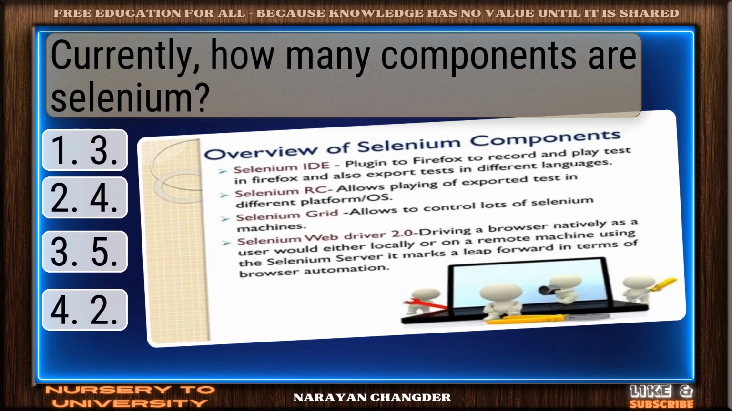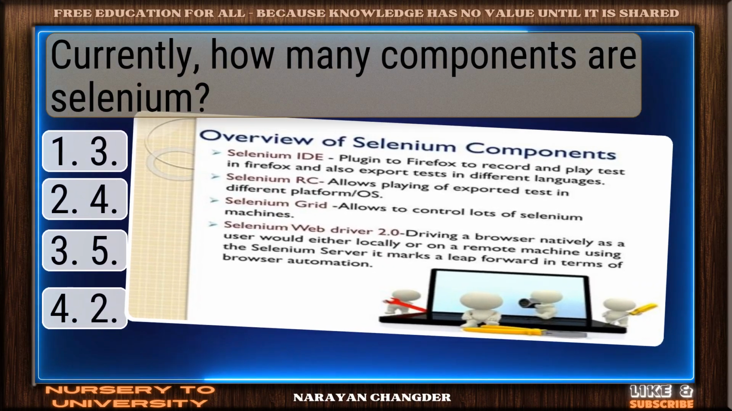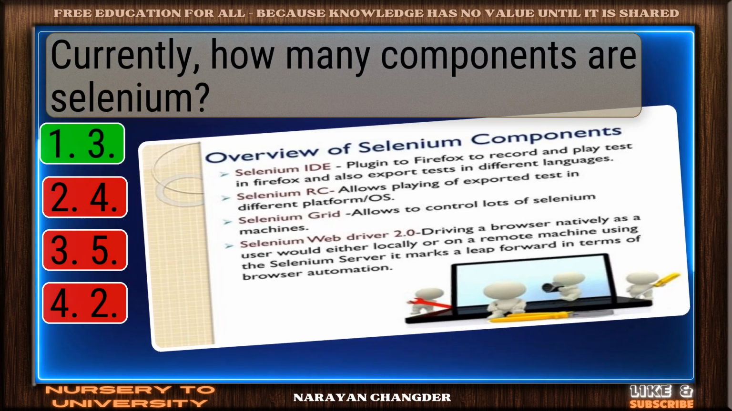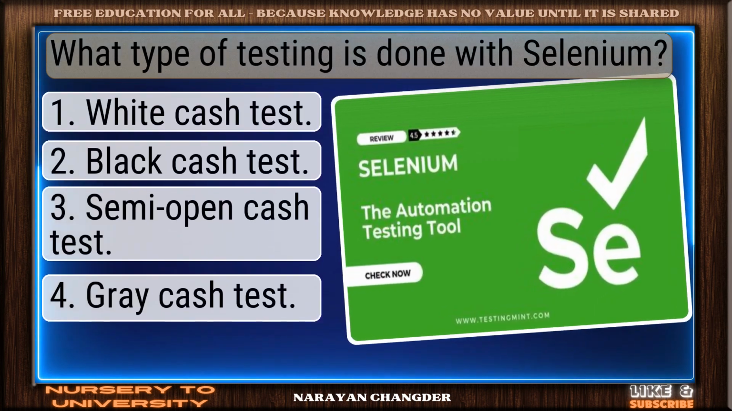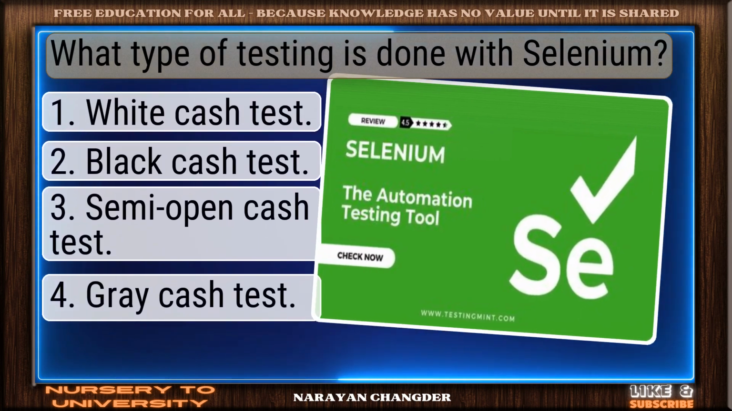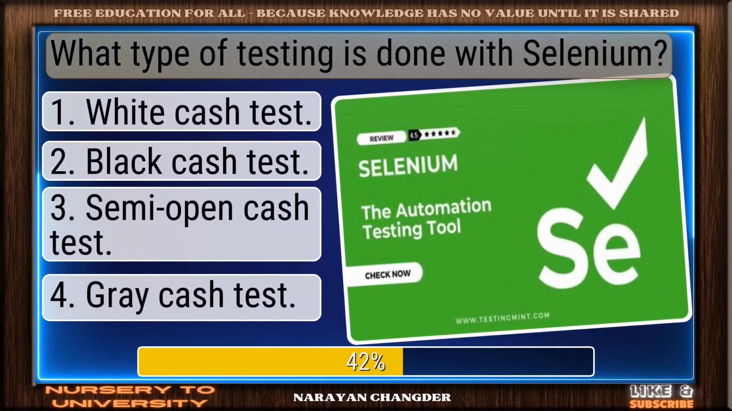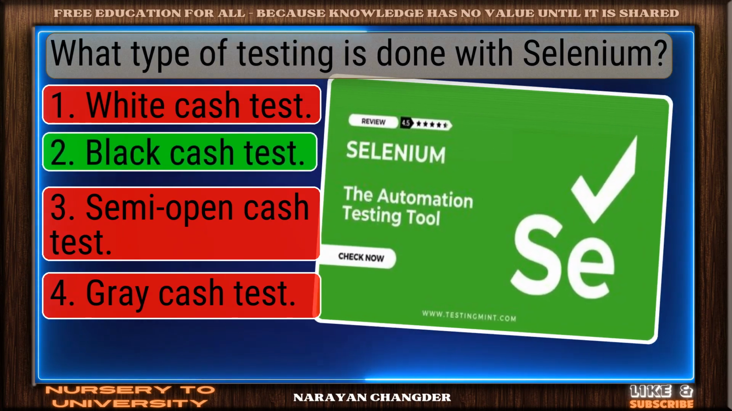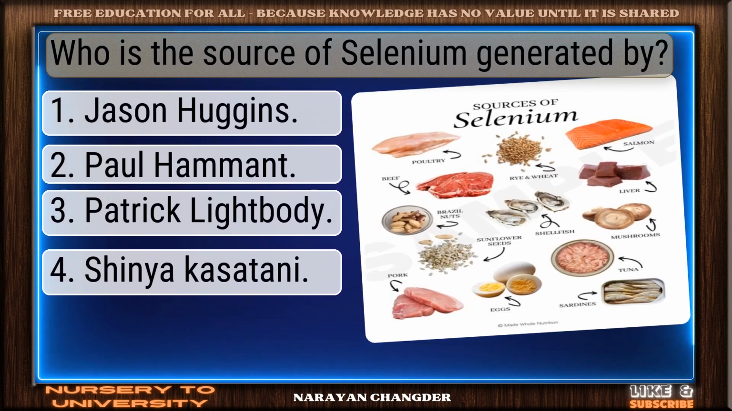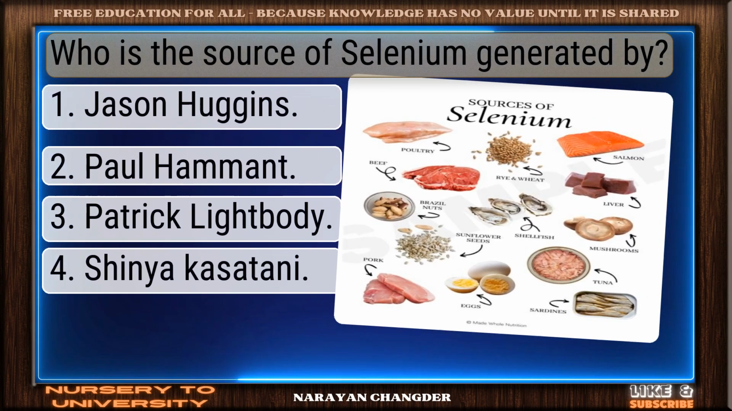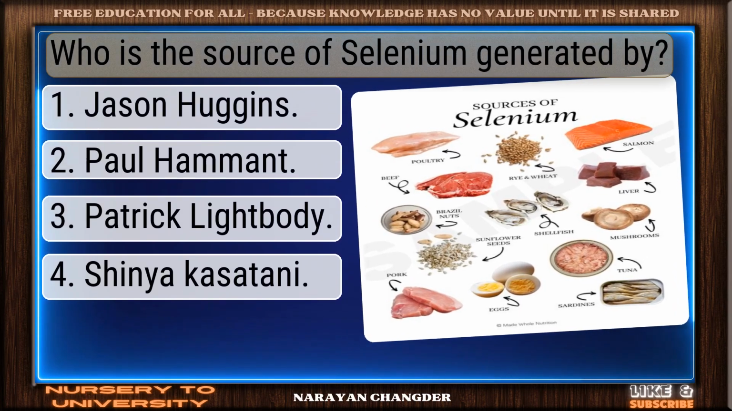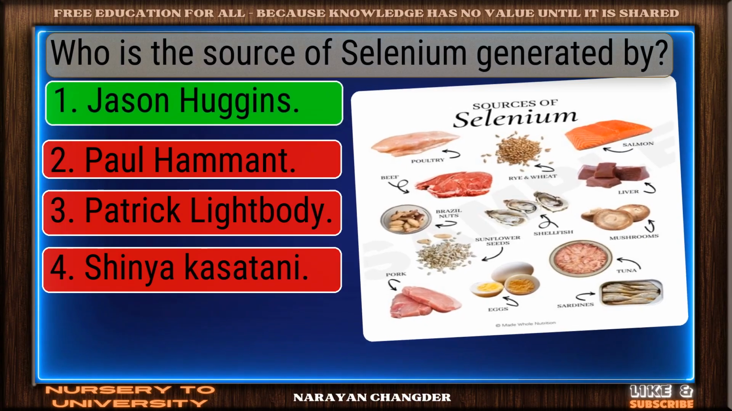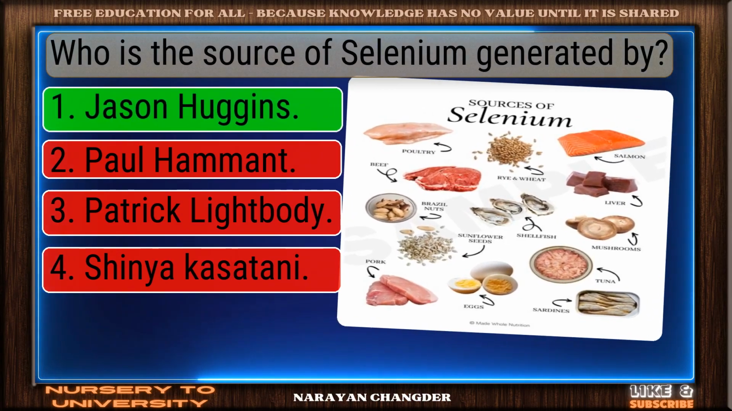Question number 49. Currently, how many components are Selenium? Correct. 3 is the right answer. Question number 50. What type of testing is done with Selenium? Exactly. Black box test makes sense and it is the right choice. Question number 51. Who is the source of selenium generated by? Solid response. Jason Huggins is a valid choice.